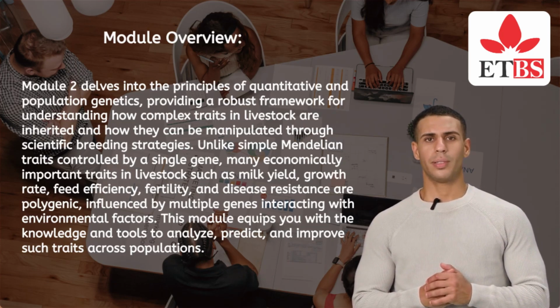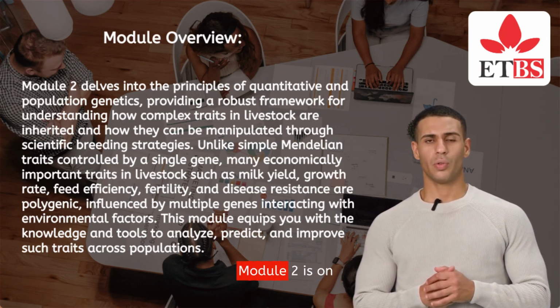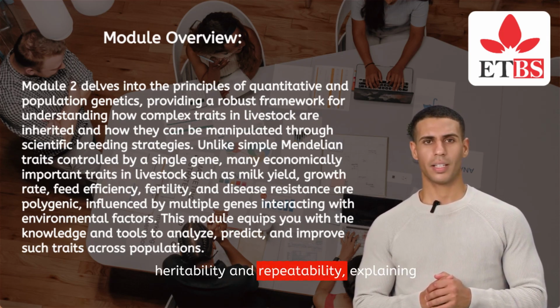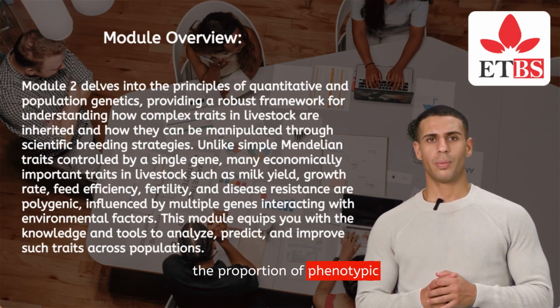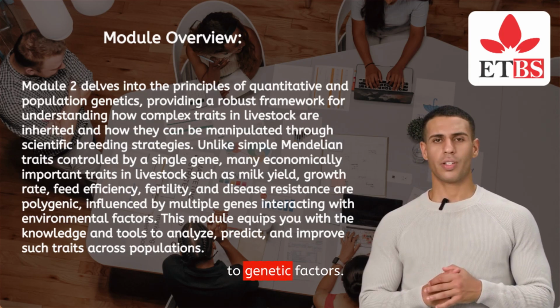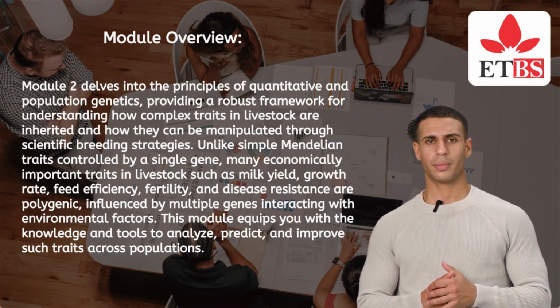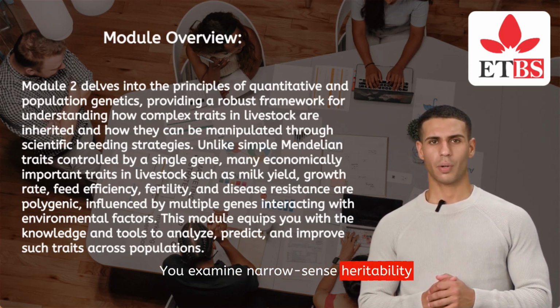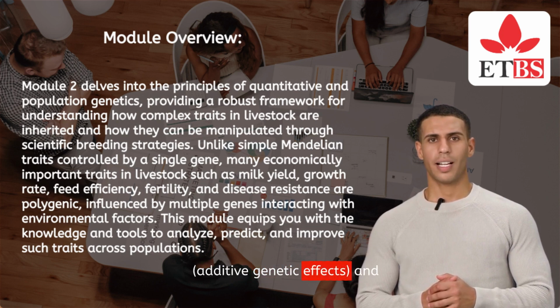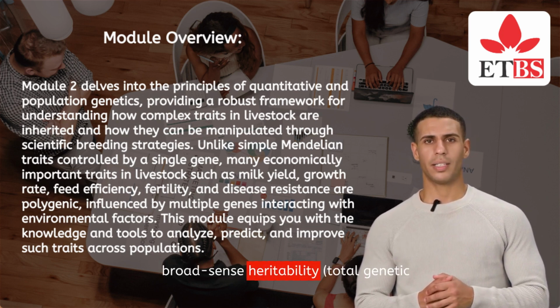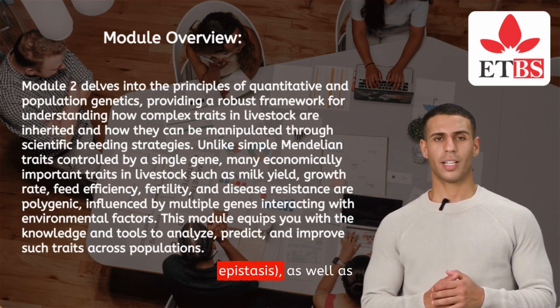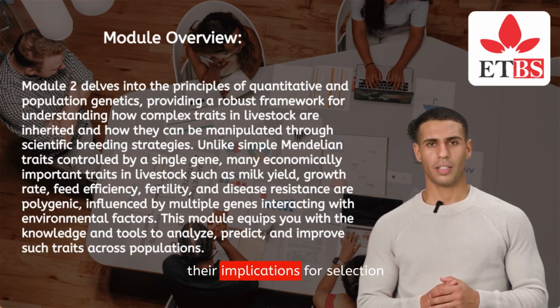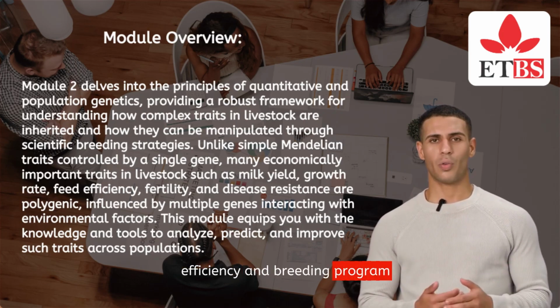selected for improvement. A major focus of Module 2 is on heritability and repeatability, explaining how these measures quantify the proportion of phenotypic variation that is due to genetic factors. You examine narrow-sense heritability, additive genetic effects, and broad-sense heritability, total genetic effects including dominance and epistasis, as well as their implications for selection efficiency and breeding program design.